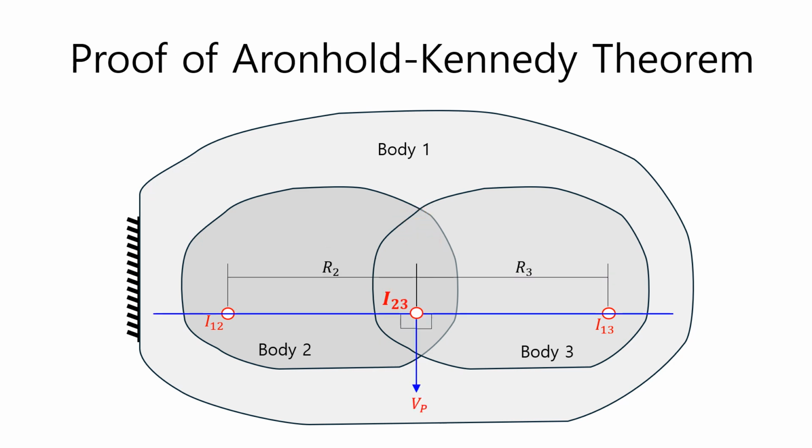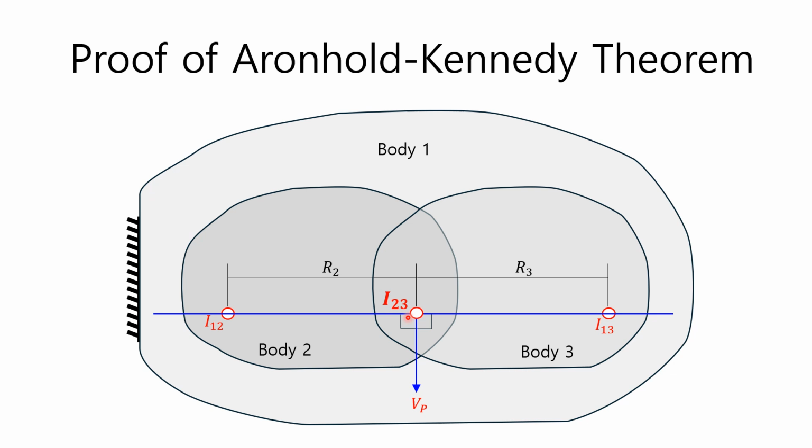Therefore, in order for the direction of the velocity to be perpendicular to R2 and R3 and for the magnitude of the velocity to be the same, I23 must be on the straight line connecting I12 and I13. If they are not on the straight line, as we have seen, the directions of the velocities do not match, and it is not an instant center because it goes against the definition of an instant center.